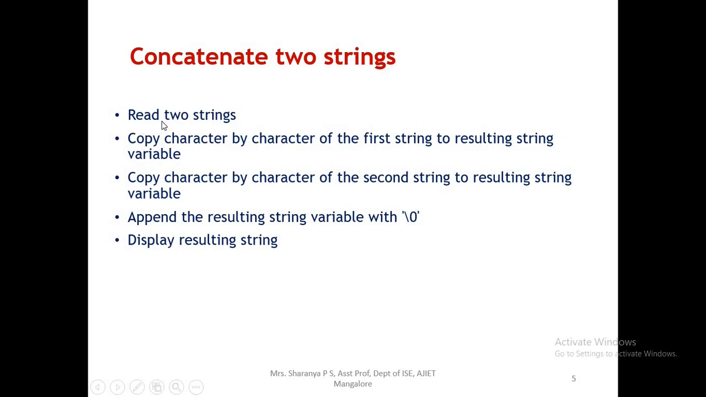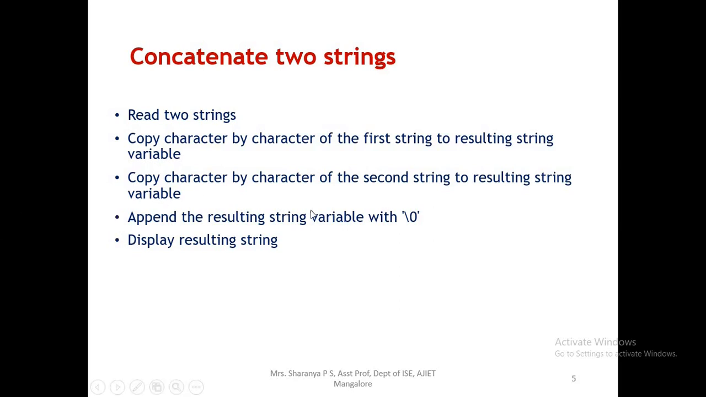Here, first we have to read two strings and we have to copy character by character from the first string to the resulting string. And this is done with respect to the first string. Then we have to go through each character present in the second string and it also needs to be copied into the resulting string. So the major two-step process is done. That is copying the first string's content to the resultant string, and after that the second string's content is also copied onto the resulting string.